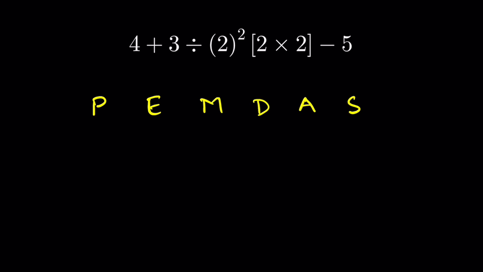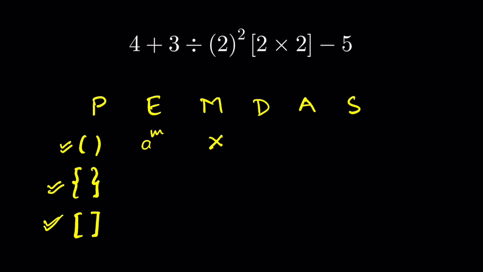P stands for parenthesis. Now parentheses are of three types. This is the smaller bracket, this one is the curly bracket, and this is the box bracket. So first we solve the smaller bracket, then curly, and then the box bracket. So this is the order in parenthesis. After parenthesis we have to solve exponents, orders, indices, roots, then multiplication, division, addition, subtraction.